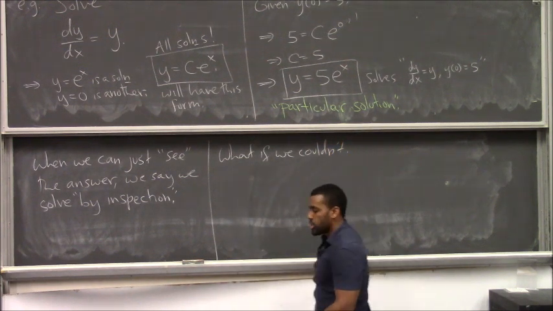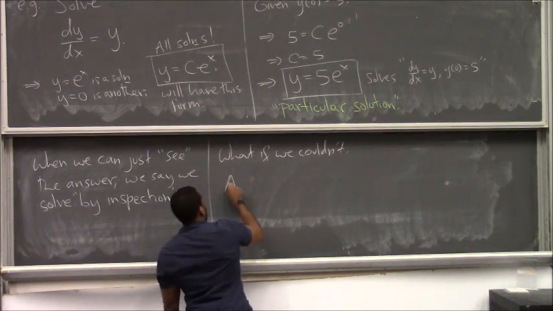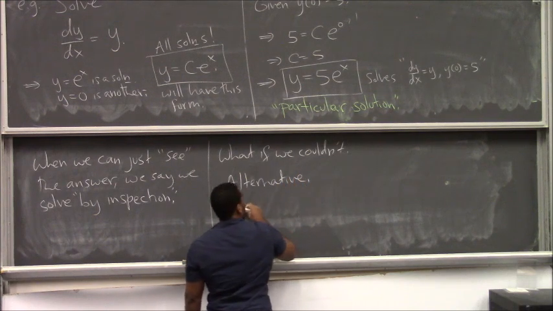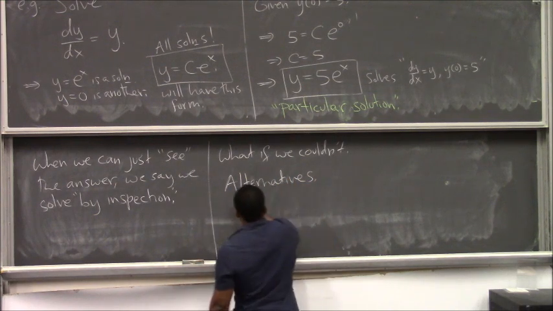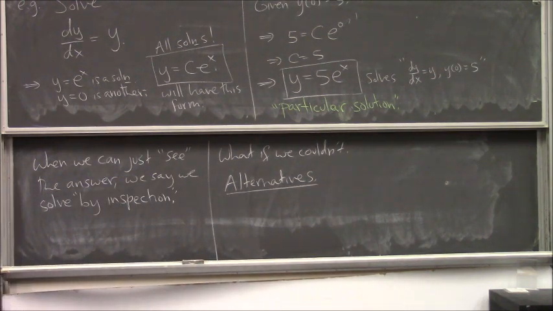What if we couldn't? What were some alternative ways to deal with a differential equation? Doing like a vector field? So that's chapter 1, where they talk about the direction fields and stuff like that. I'm going to talk about that.